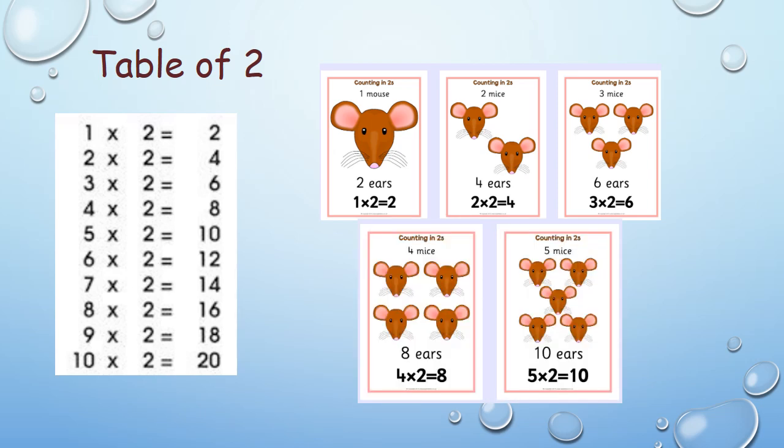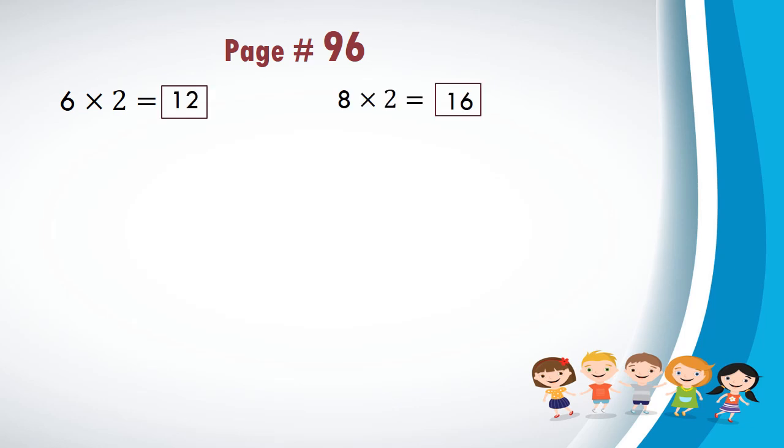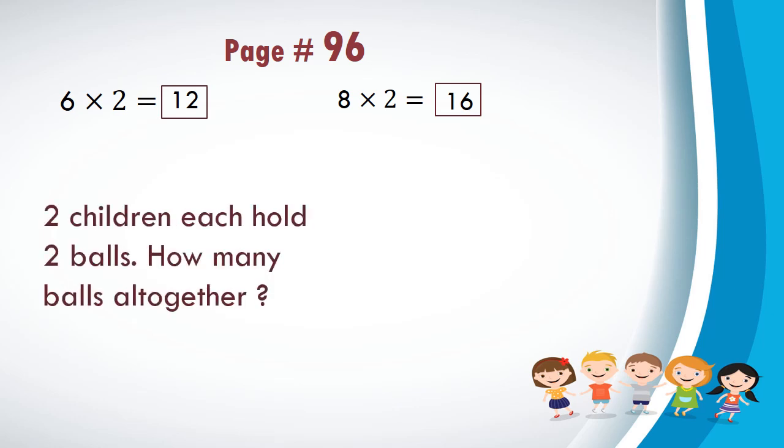If there are 4 mice, their number of ears are 4 twos are 8. And if there are 5 mice, their number of ears are 5 twos are 10. Now, on page 96, after learning the table of 2, we can answer 6 twos are 12 and 8 twos are 16. Now we do a word problem.